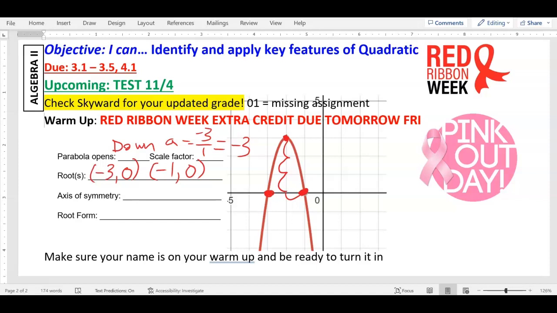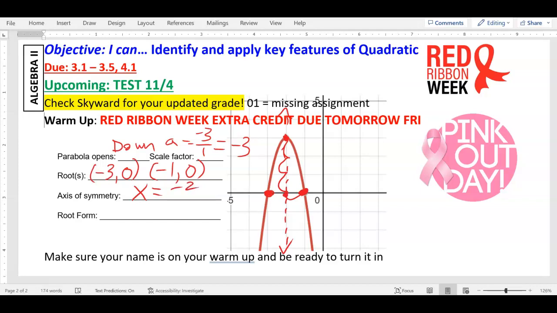Now, axis of symmetry is always what? What do you start axis of symmetry with? X equals. When you have your assignment, you want to draw the line down the middle, and it's not 3, it's not 1, it's down the middle. Where? Negative 2. So we draw that axis of symmetry down the middle, and it hits right here at negative 2.